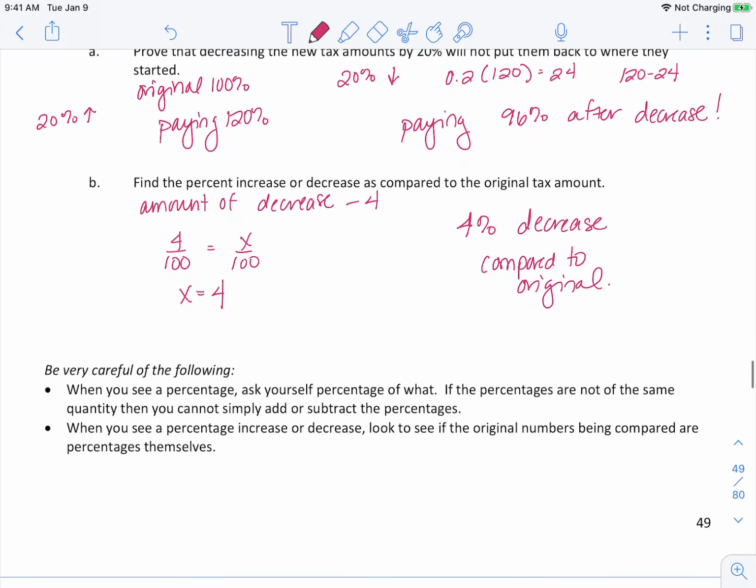So again, it says be very careful of the following. When you see a percentage, ask yourself percentage of what? If the percentages are not of the same quantity, then you cannot simply add or subtract the percentages. When you see a percentage increase or decrease, look to see if the original numbers being compared are percentages themselves. And that's all we have for today.